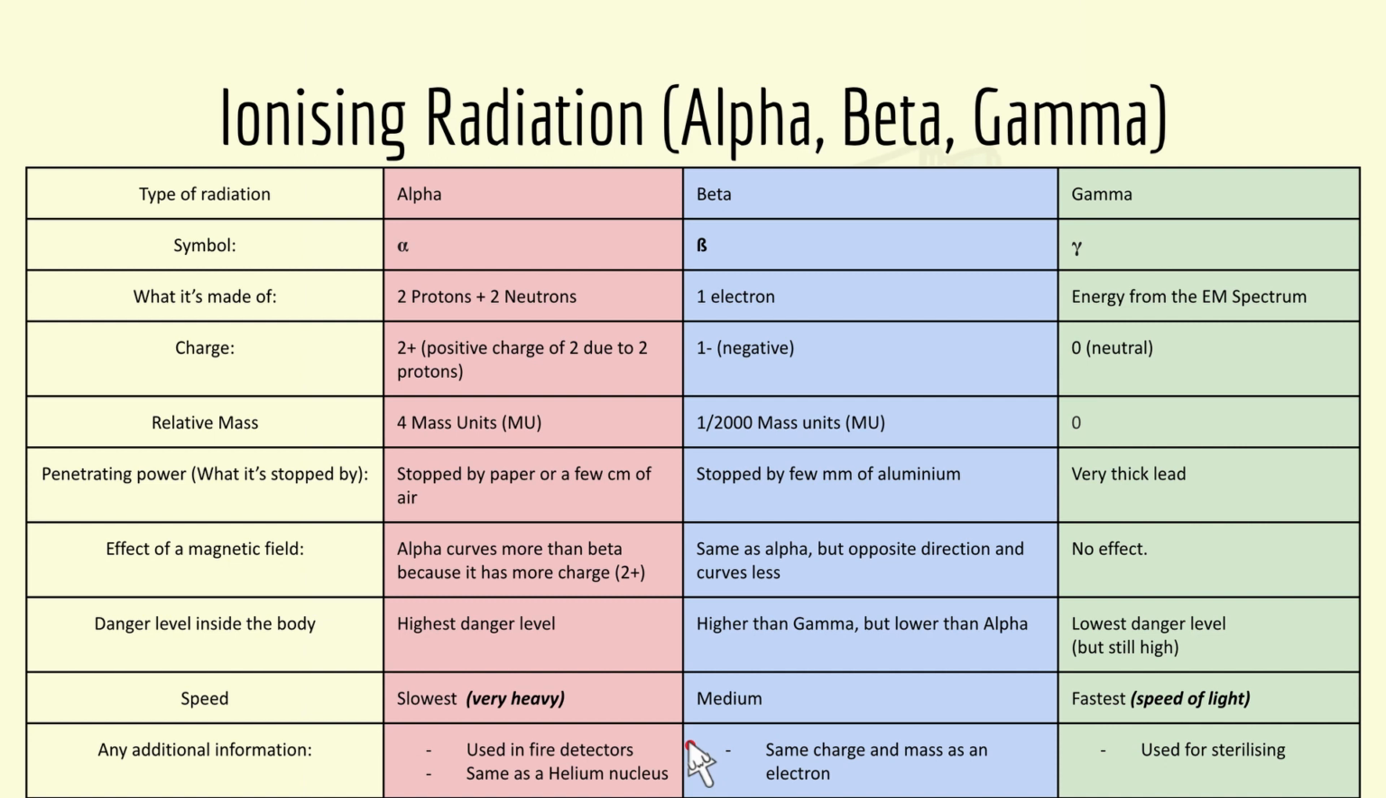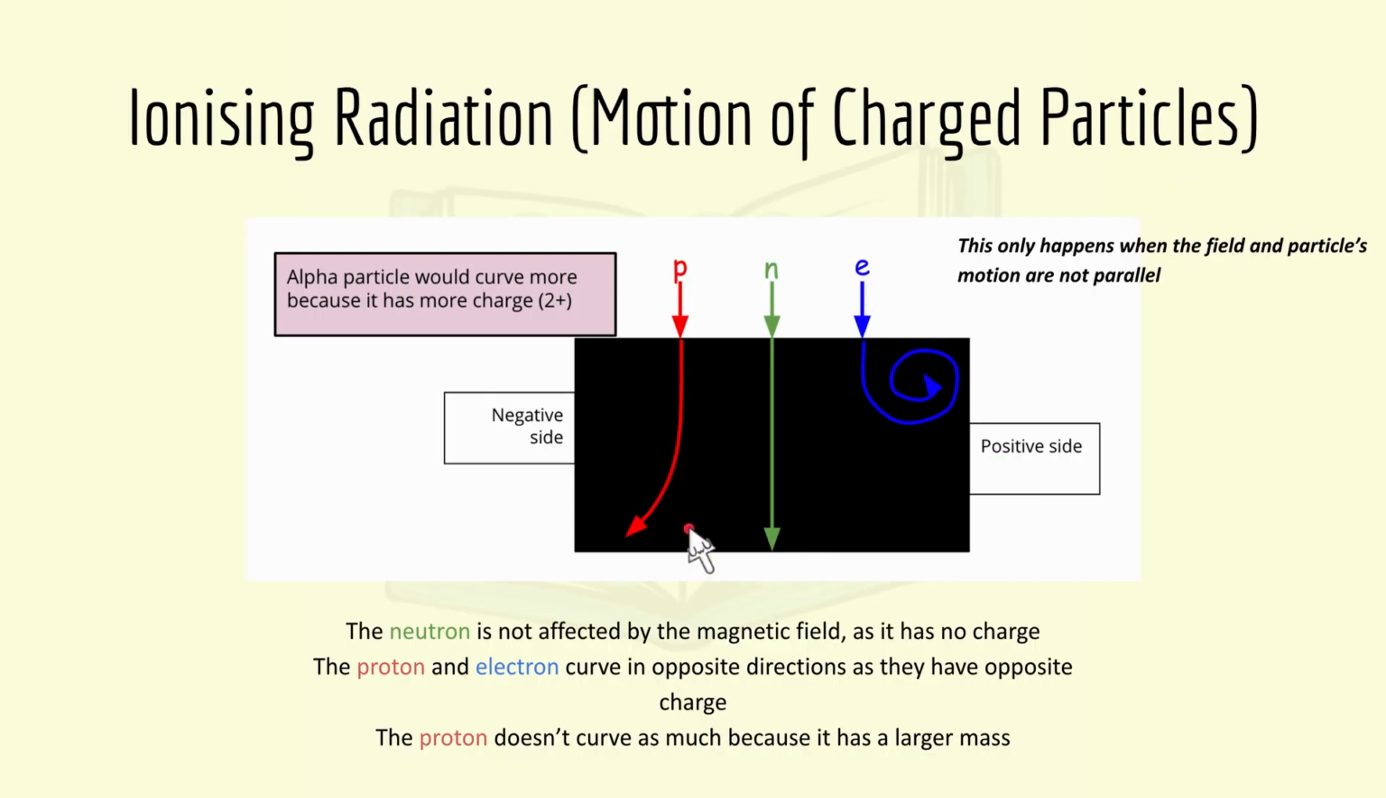So we'll move on now. We have ionizing radiation and the motion of charged particles. Here's proton, neutron, and electron. You can see how they curve. And this only happens when the field and the particle's motion are not parallel.